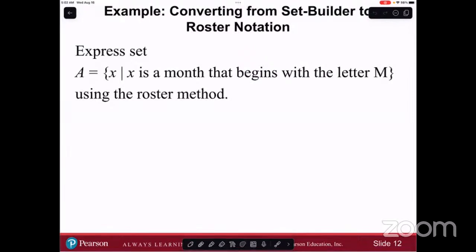So then A is gonna be what? Let's go down the list. January, February, we have March, April, May, June, July, August, September, October, November, December, right? So just those 2 months.